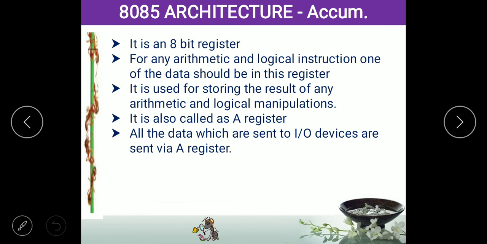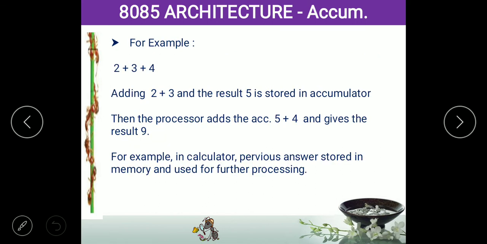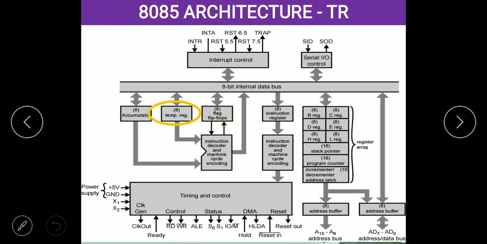It is an 8-bit register. So this is what we call the accumulator. In a calculator, if you add 2 plus 3 you get the answer 5. Next time it is not necessary to enter 5 plus 4. Just press the plus sign and 4, and automatically it will take the result plus 4, because the result is stored in the accumulator. It takes the data in the accumulator and then adds to it.